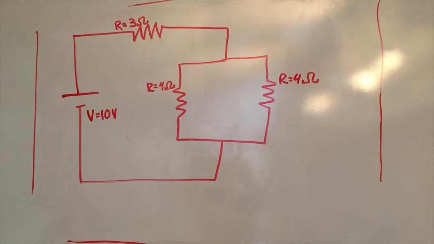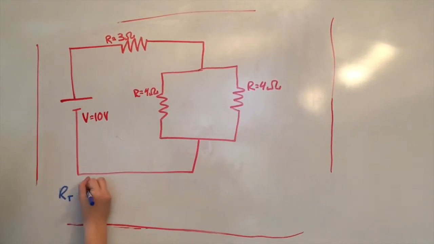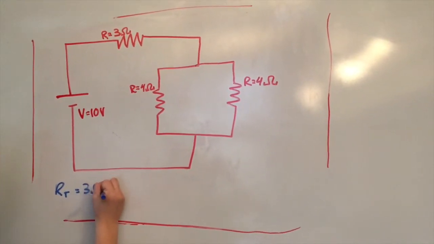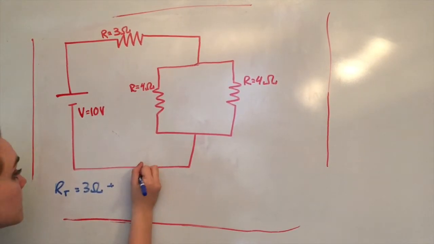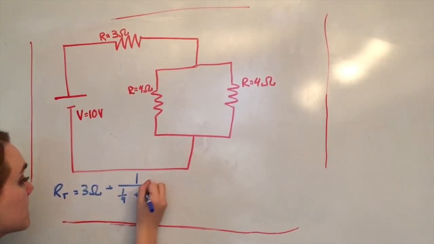Here's a simple combination circuit example. A combination circuit is just a circuit involving both series and parallel sections. Let's find the total resistance and current, and the individual values of current and voltage for the resistors. First, we find the total resistance, which is the 3 ohms added to 1 over the sum of the reciprocals of 4 and 4. Now we know the total resistance is 5 ohms.